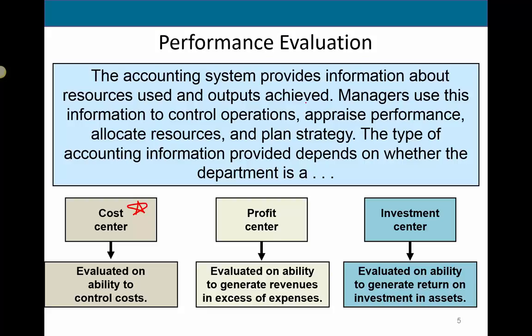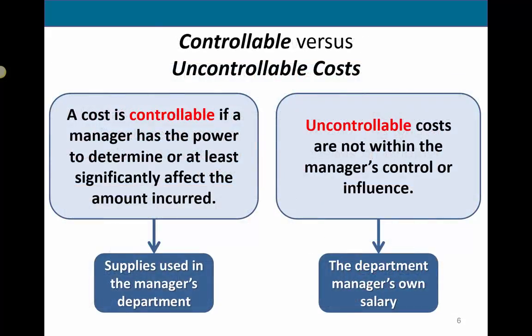A profit center is the one in the middle here. This is one we're going to talk about a lot today. They're evaluated by their ability to generate revenues above expenses, right? So we have our revenues minus expenses equal profit, hopefully, not a loss. And in that sense, it's a profit center. And then the very last one here is an investment center. The folks that are running investment centers are evaluated on their ability to generate return on assets. So they're investing things, right? They want a return on the investment. Okay, so those are the three types of centers that we're looking at.